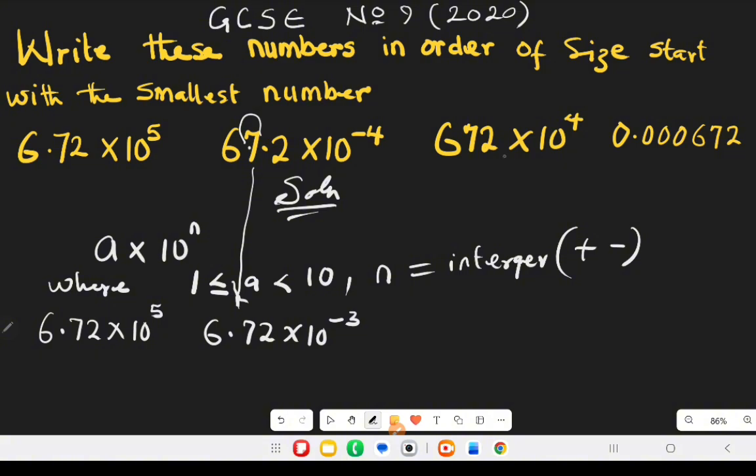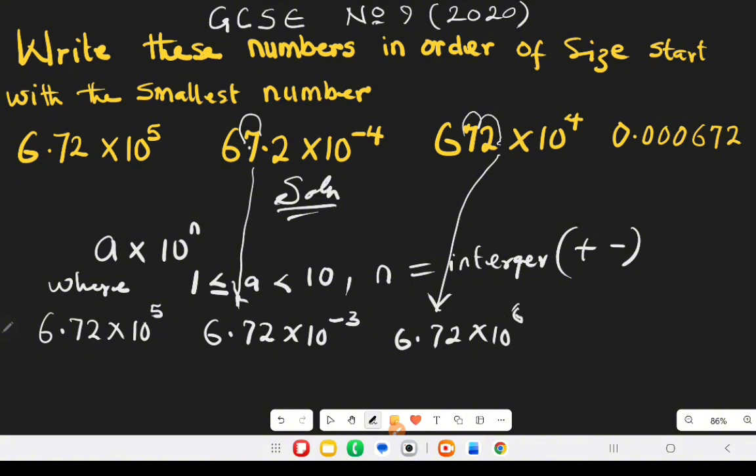Then we continue. This we change to 672. We move the decimal point 2 times to be less than 10 and greater than 1. If we move it 2 times, we have to raise the power by 2. We have 6.72 times 10 raised to the power of 4 plus 2, which gives us 6.